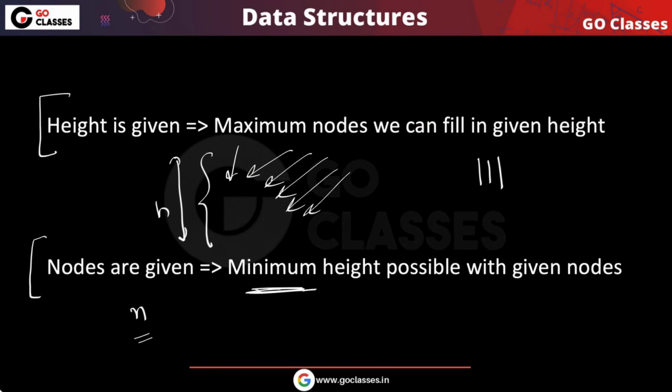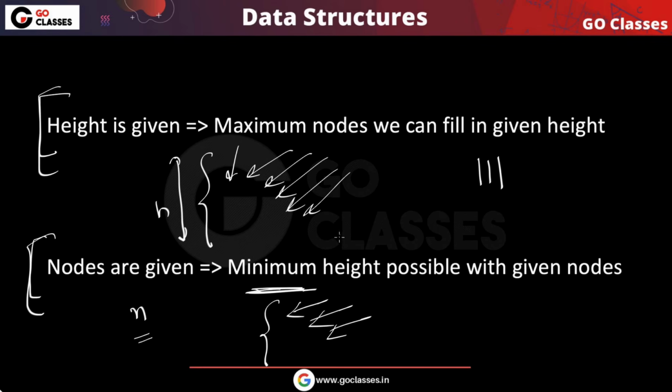Okay, so just come back to this question. They are saying if height is fixed, and you want to fill the maximum number of nodes, it is understandable. But a similar question can be asked. They may say the nodes are given, and then you want the minimum height possible. If you want the minimum height possible, then aren't you filling the maximum nodes per level? So aren't these two processes the same?